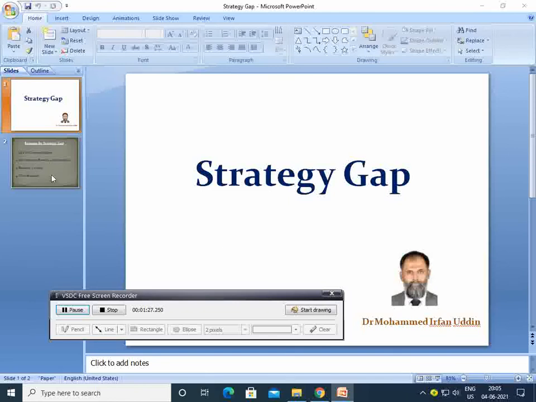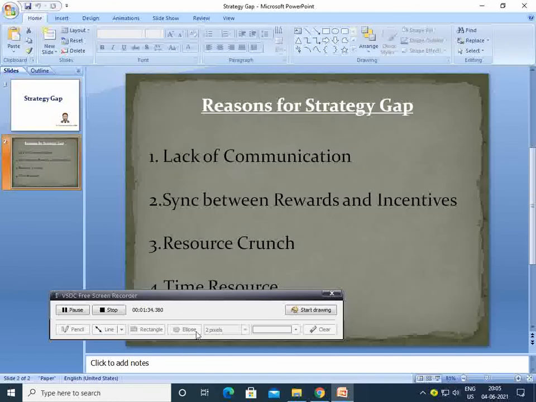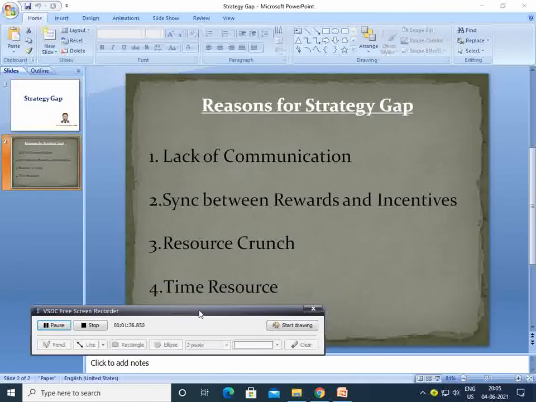There is a difference between the original plan and strategy that they made and the original work that got completed. So why does this happen? It happens because of four reasons. One is lack of communication, second is sync between rewards and incentives, third is resource crunch, and fourth is time resource. So first, lack of communication. The most common reason for strategy gap is lack of communication between the top management and the organizational workforce with regards to the organizational strategy.